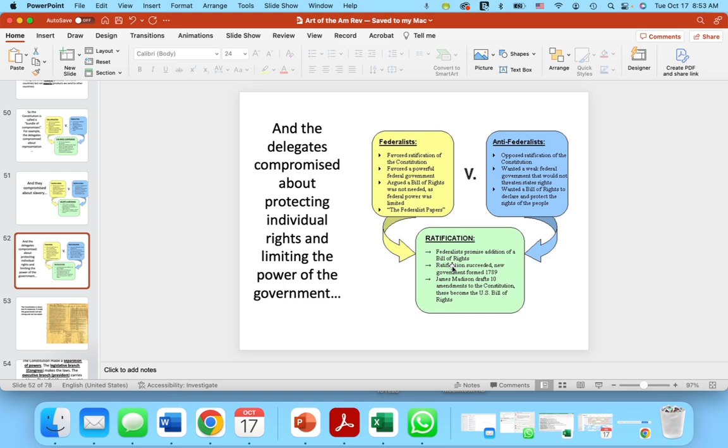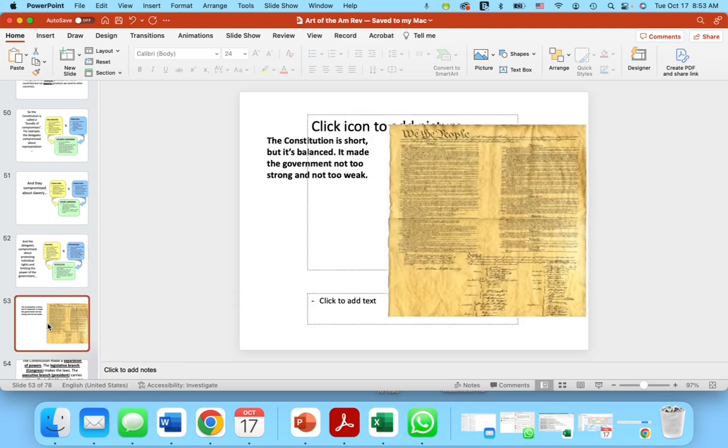Sixth Amendment, you're entitled to a speedy, fair trial by your peers. Eighth Amendment, no cruel and unusual punishment. And the ninth and 10th say you guys have other rights. You states and the people have other rights beyond those listed in the Constitution.